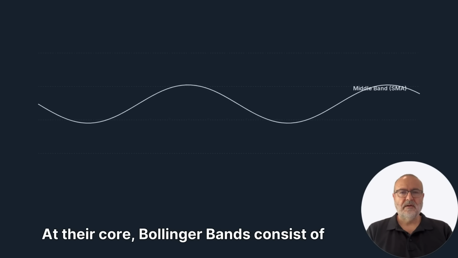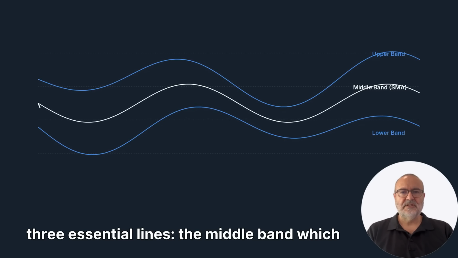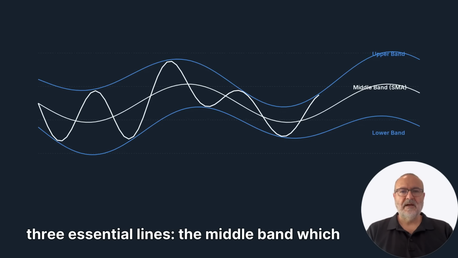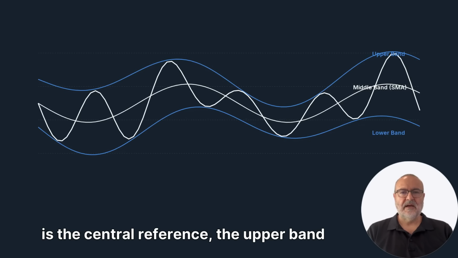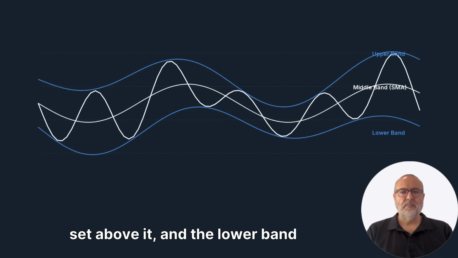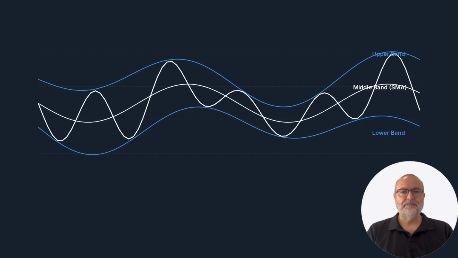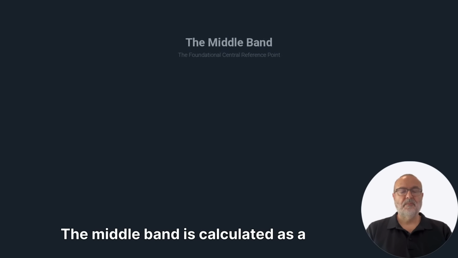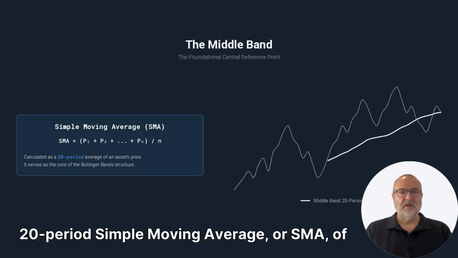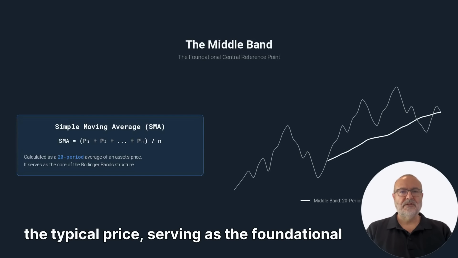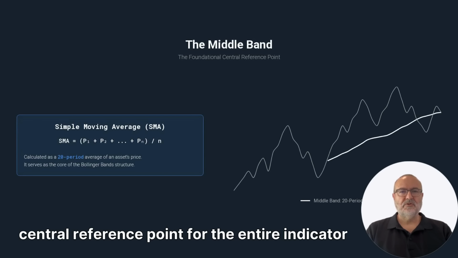At their core, Bollinger Bands consist of three essential lines: the middle band, which is the central reference, the upper band set above it, and the lower band positioned below, all plotted around the price action. The middle band is calculated as a 20-period simple moving average, or SMA, of the typical price, serving as the foundational central reference point for the entire indicator structure.